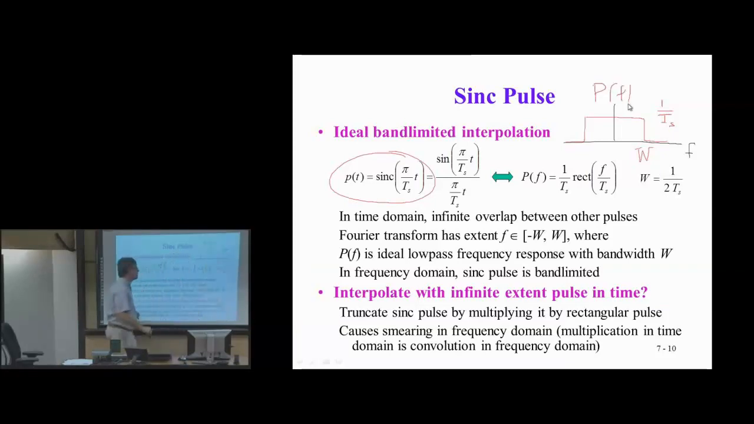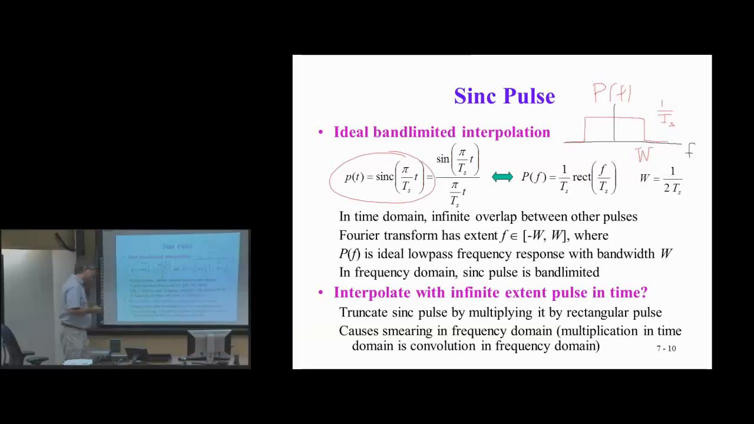Okay, it's an ideal low-pass filter, so the Fourier transform is just a rectangular pulse. This sinc is non-causal, so the phase will be 0 in this case, the phase response.